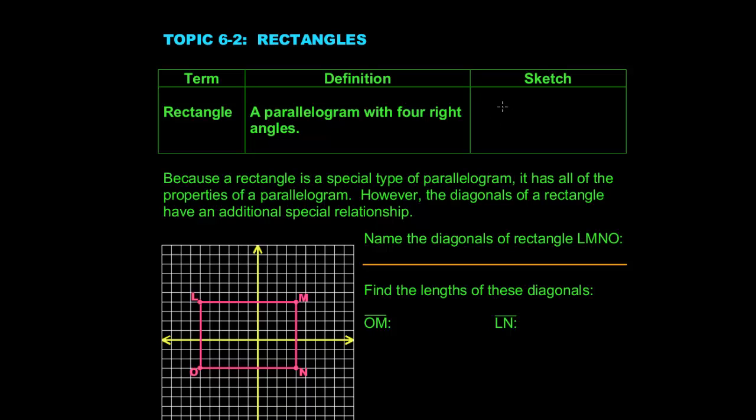So if we're going to draw one of these to the best of our abilities, here's our sketch. And the key note is it has 4 right angles. So, pretty quick, pretty simple. There's a sketch, there's a rectangle. Alright, reading on. Because a rectangle is a special type of parallelogram, it has all of the properties of a parallelogram. However, the diagonals of a rectangle have an additional special relationship.